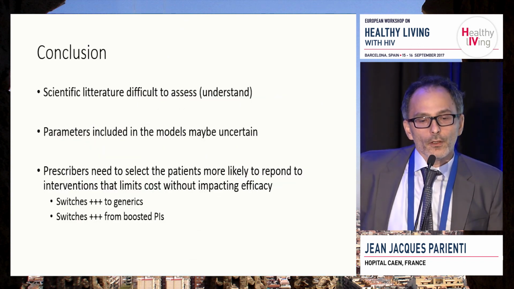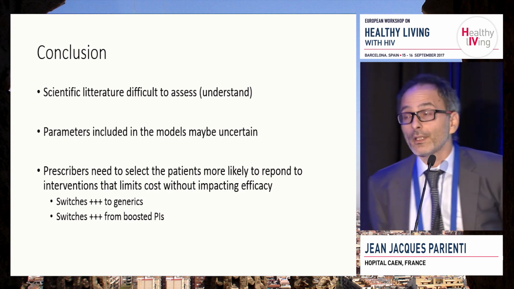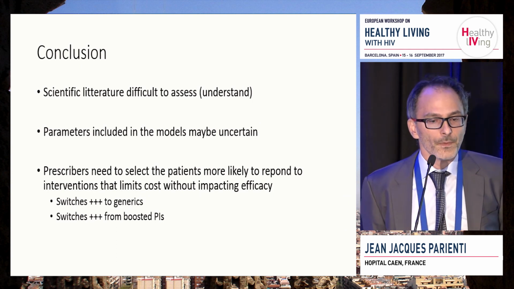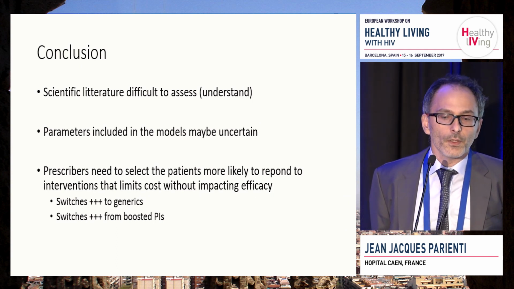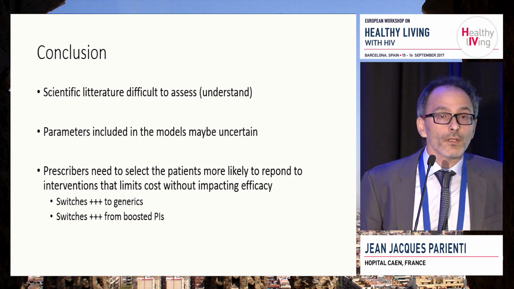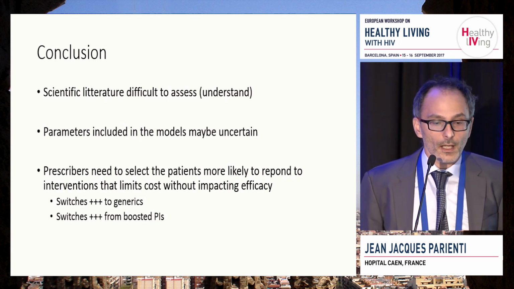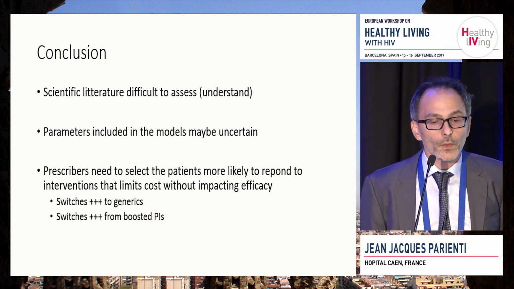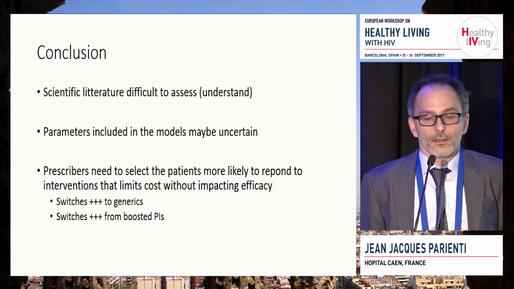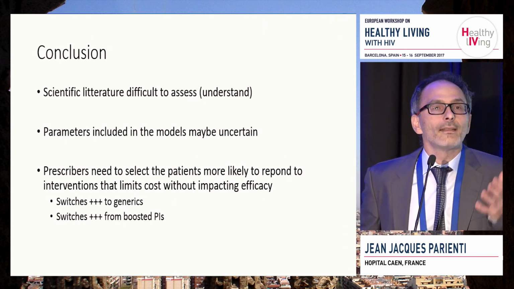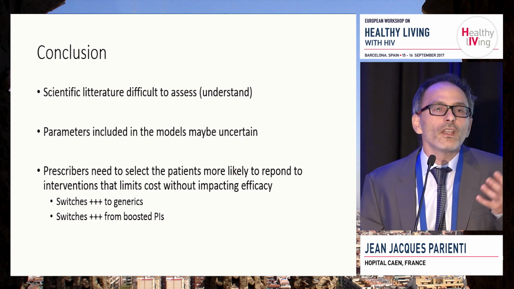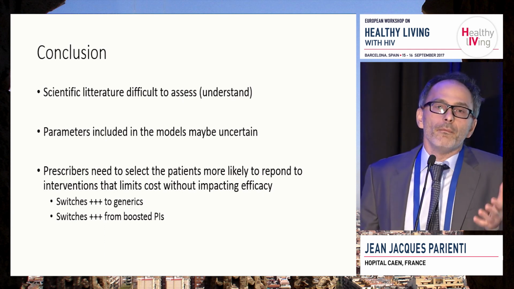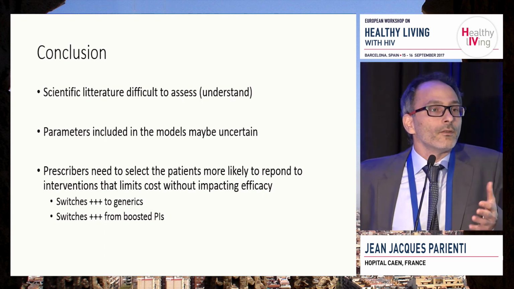So in conclusion, we've seen that the scientific literature is difficult to assess for medical doctors in the field of economy. The parameters included in the model may be uncertain because there's a difference between randomized trials and clinical practice. And prescribers need to select the patients more likely to respond to intervention. I think the physicians have to ask themselves this question about saving costs for the good of others. And I think this is why medicine is more an art than a science.